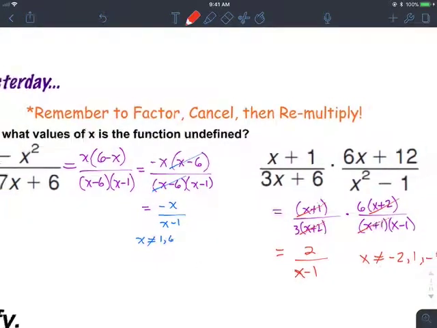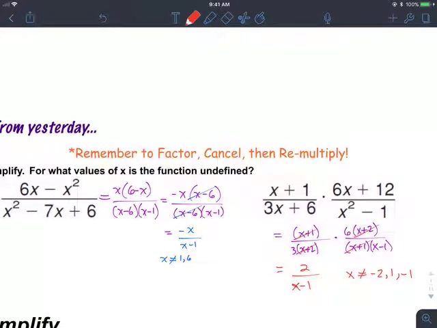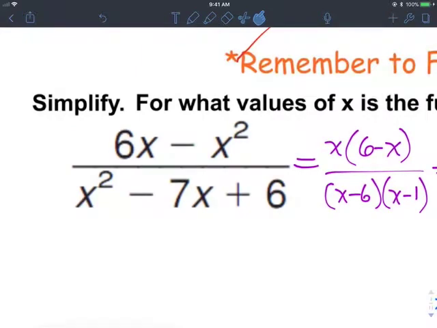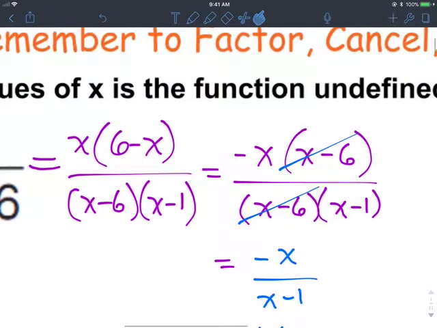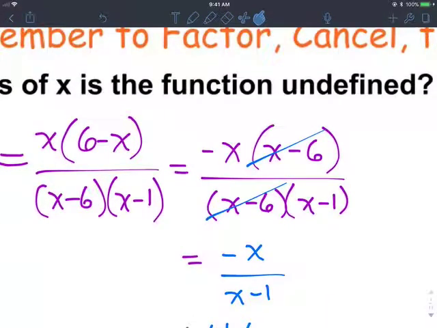Okay, so let's just talk through the first two because those are supposed to be pretty straightforward. Okay, yes, the top factors into x times 6 minus x. The bottom factors into x minus 6, x minus 1. You can take out a negative from the 6 minus x. Why? Because I'm trying to match it up with the x minus 6 down below, right? So if I pull out a negative from here, this becomes positive x. If I pull out a negative from here, this becomes negative 6. Now they're matched up, so I can cancel them. And now I just have negative x over x minus 1.